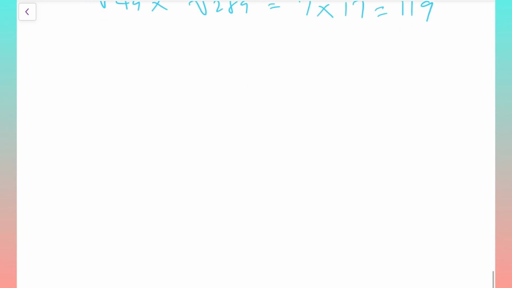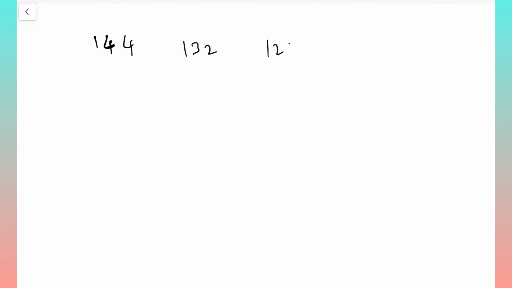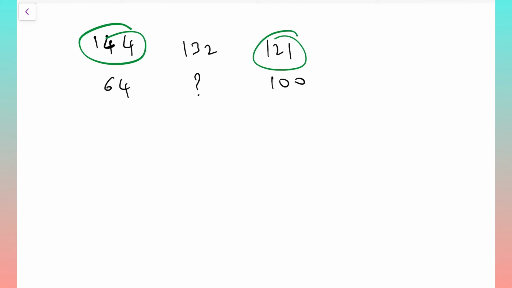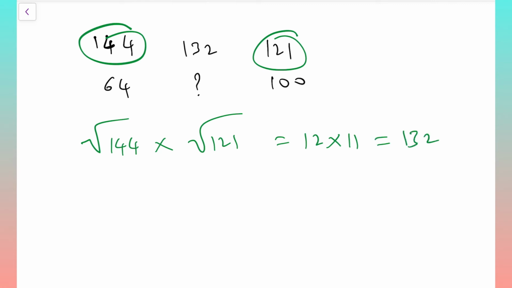Next, let us move to next question then. 144. Here the middle number is 132 and last number is 121. Next here it is 64. This we need to find out, and here it is 100. Okay, now if you observe these numbers clearly, here 144 is 12 square, 121 is 11 square. So I got the logic now. Under root 144 into under root 121. Root 144, 12 into root 121, 11. 12 11s are 132. Square root of the first number into square root of the second number. We will get the third number.